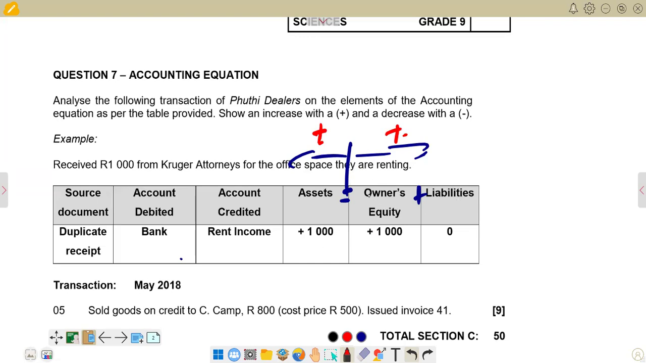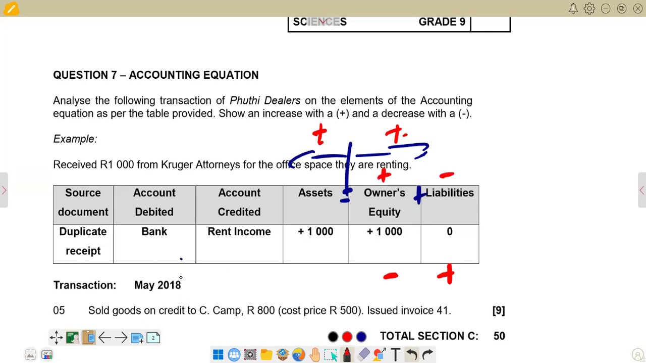But if you have a transaction that is affecting only the right side, whereby it's affecting owner's equity and liabilities, then you are going to have opposite signs there. If you have a positive for liabilities, the owner's equity is going to be a negative. And the opposite is true: if you have a positive owner's equity, it means liabilities is going to be a negative. So this is what it means.